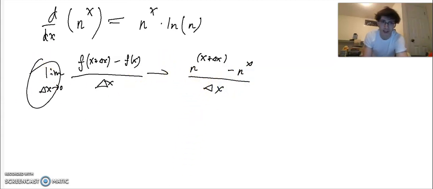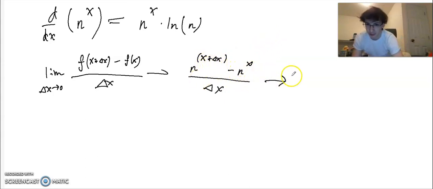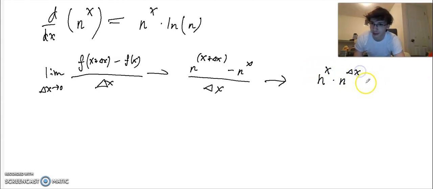And remember, we still have this limit, but I don't want to keep rewriting it over and over. What I want to do now is make this a little more neat, and we can do this with some algebra. So this n to the x plus delta x can just be rewritten as n to the x times n to the delta x. And then we have the rest, minus n to the x over delta x.